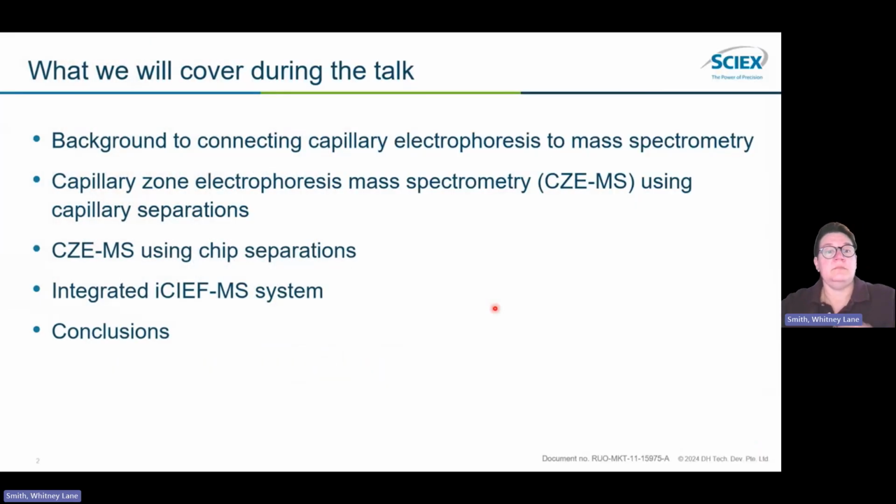Okay. So what we're going to talk about today is the background of connecting capillary electrophoresis to mass spectrometry. Mainly, we'll talk about capillary zone electrophoresis, which is just separating based on size and charge. And then we'll talk a little bit about the movement towards chip systems, and the newest integrated mass spec system from SCIEX. And then we'll just wrap everything up. So let's get going.